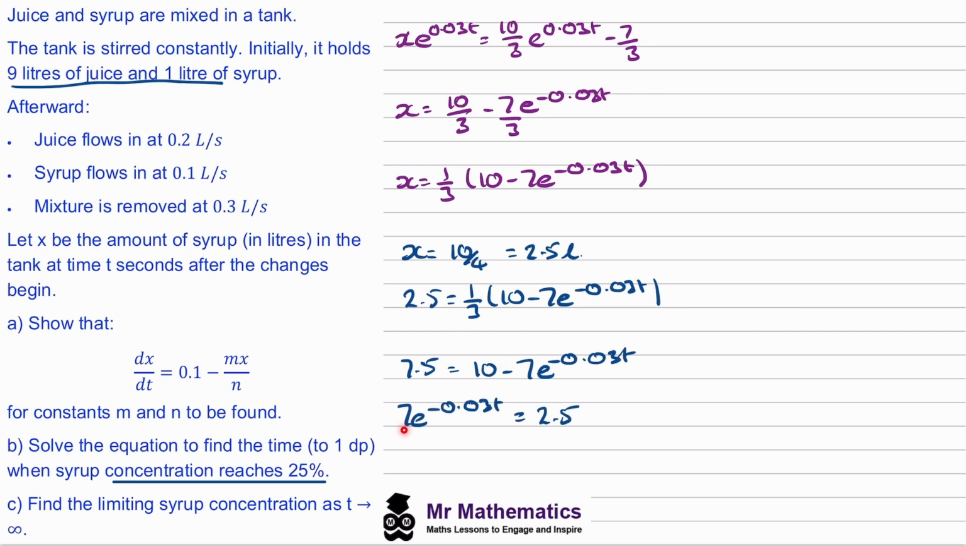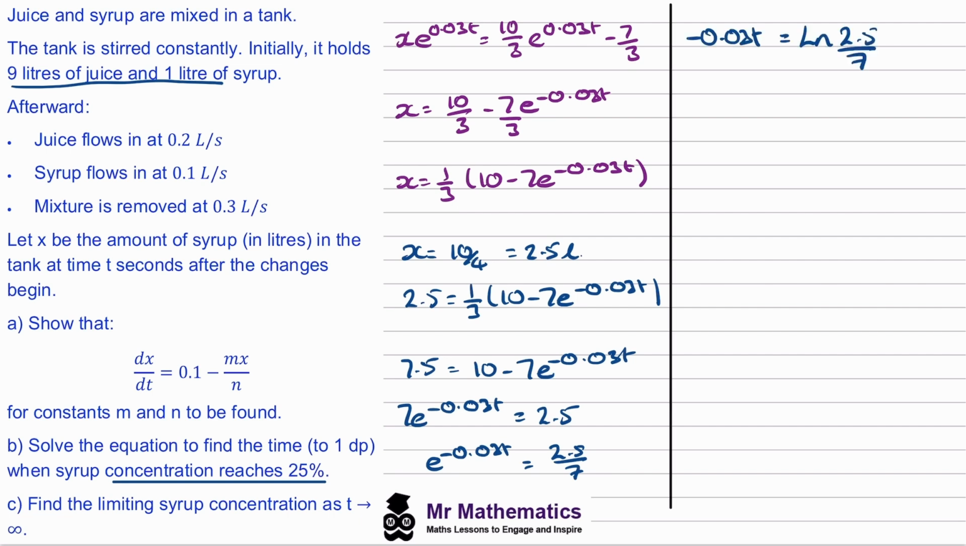And then we'll divide both sides by the 7. And to work out t, we'll just take the natural log of both sides. And then we'll divide both sides by the negative 0.03. And t works out to be approximately 34.3 seconds. Okay? So this tells you at 34.3 seconds, 1/4 of the amount of liquid in the tank will be syrup. The rest will be juice.